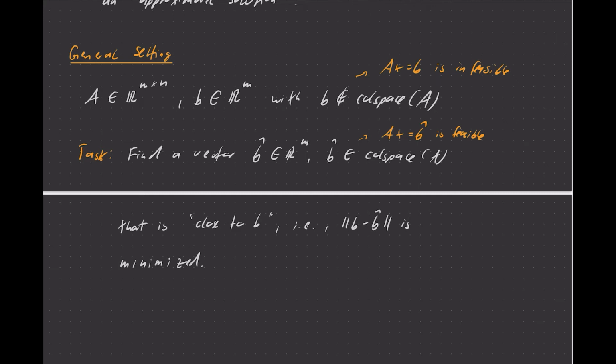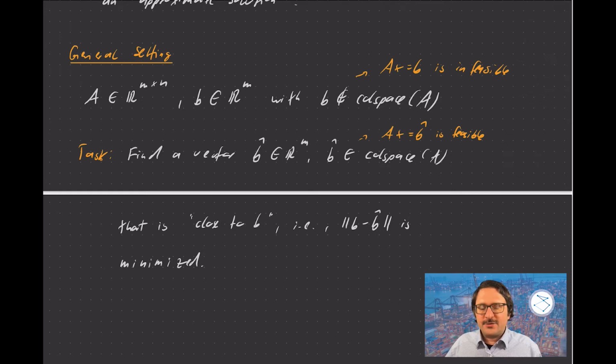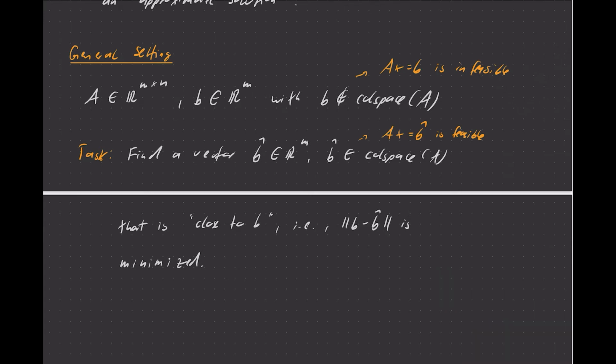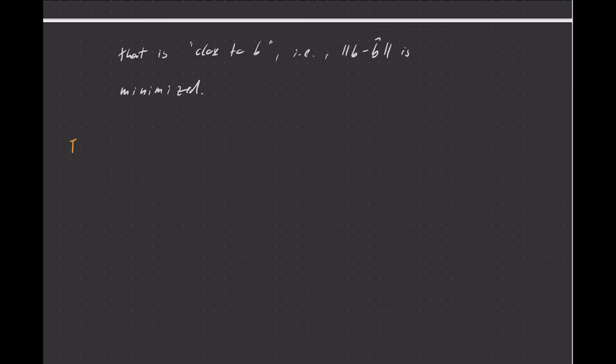Now, how do we get that? Well, the idea is we have this vector B that is not in the column space. We have the column space, a vector space spanned by the columns. What's the closest vector in the column space to B? Well, to get the closest vector in a certain vector space to a vector that's not in the space, what you usually do is you compute the orthogonal projection. And that's exactly what we're going to do here. So here's how we solve this situation.